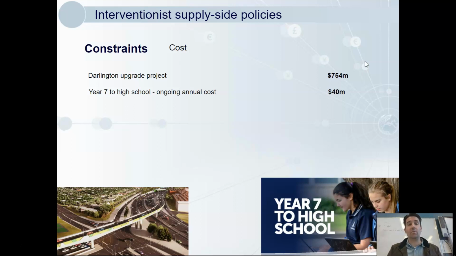The year 7 to high school move, that's an ongoing cost. So the estimates are it's about $40 million extra across the state to educate these students in high school rather than primary school. Apparently, it costs more to educate in high school. And that's $40 million per year. And that's not including all the upfront capital costs. So all the new buildings we see at Glenunga, for example, and in other schools around the state, that's going to happen. So the costs are important.